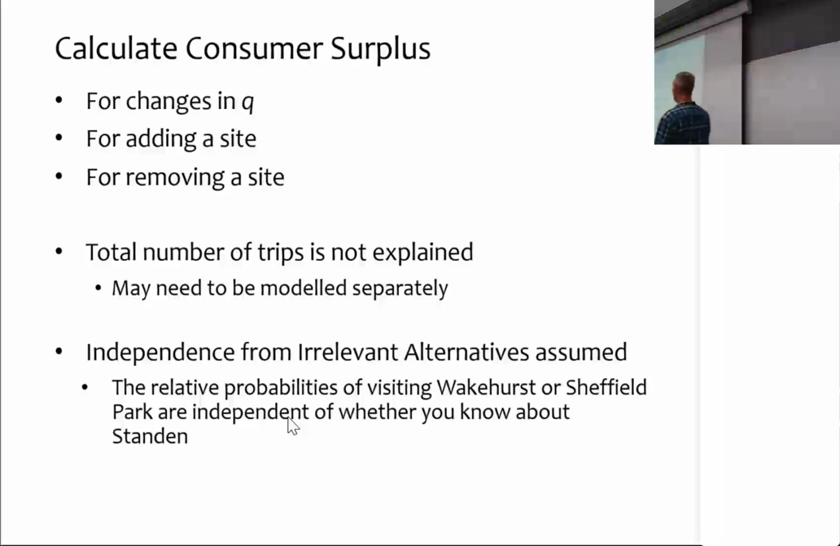You could also, if you have a new site, you can say, well, these are the observable characteristics of the proposed new sites that makes it comparable to existing sites, and then you can predict the probability of its attractiveness to people, right? Importantly, the number of trips is not explained. You need a separate model for that.